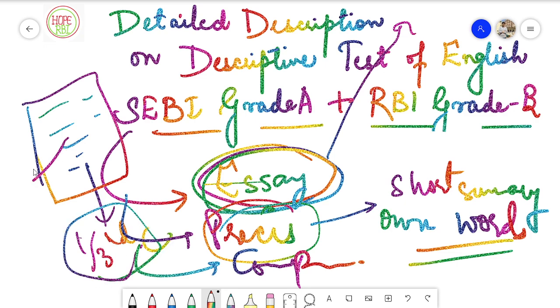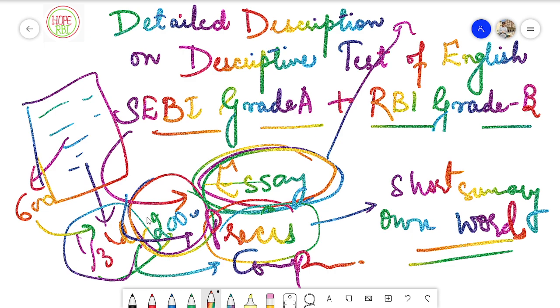Suppose the passage is 600 words; you have to write the précis of that passage in about 200 words. That is how you need to practice every passage. You can definitely do it through the editorial sections of newspapers. Pick any editorial, read it, and try to reduce it into a summary of roughly 1/3 of its total length.